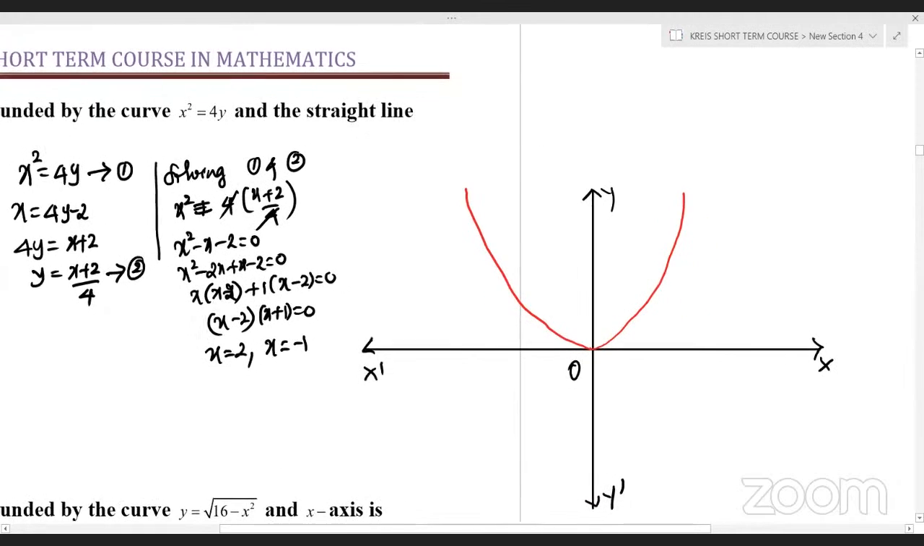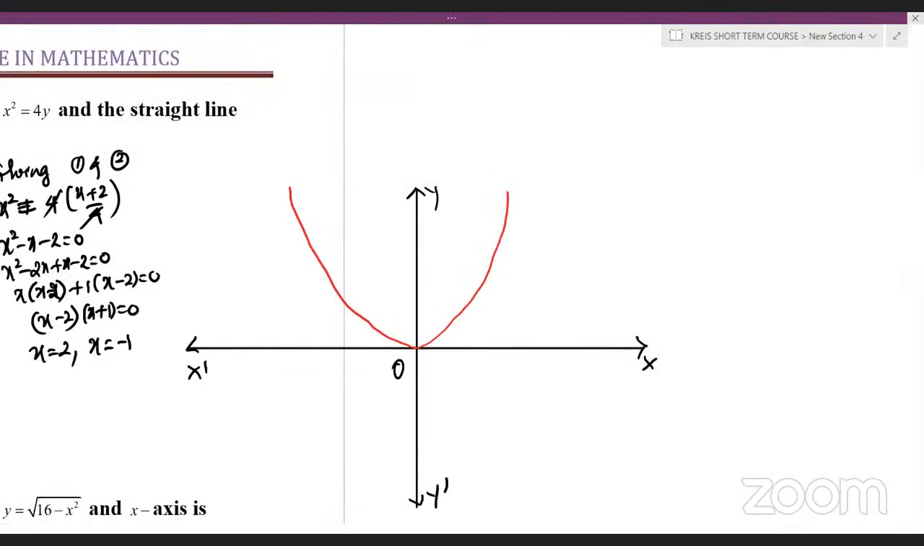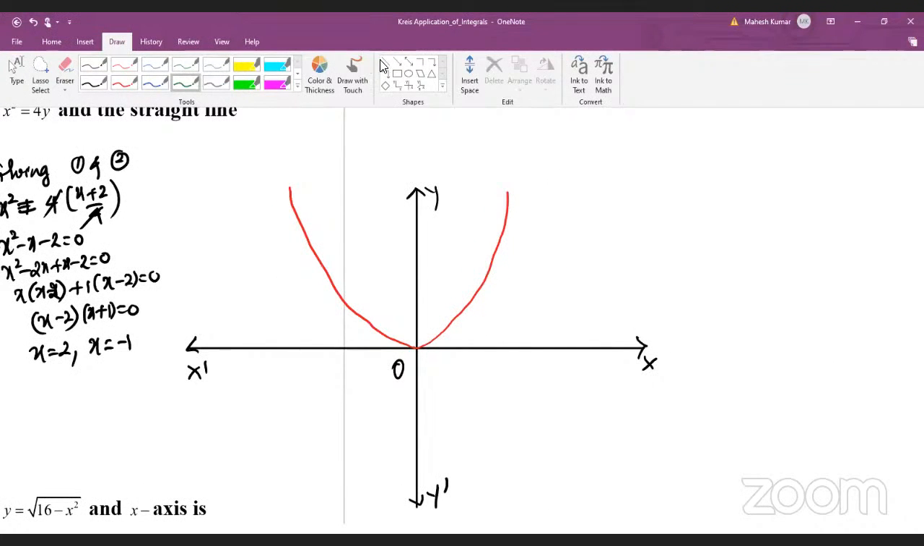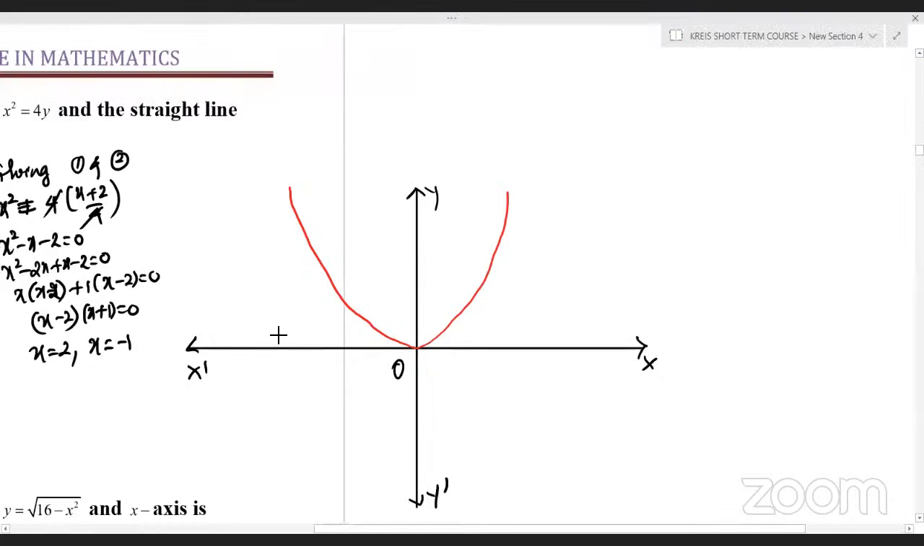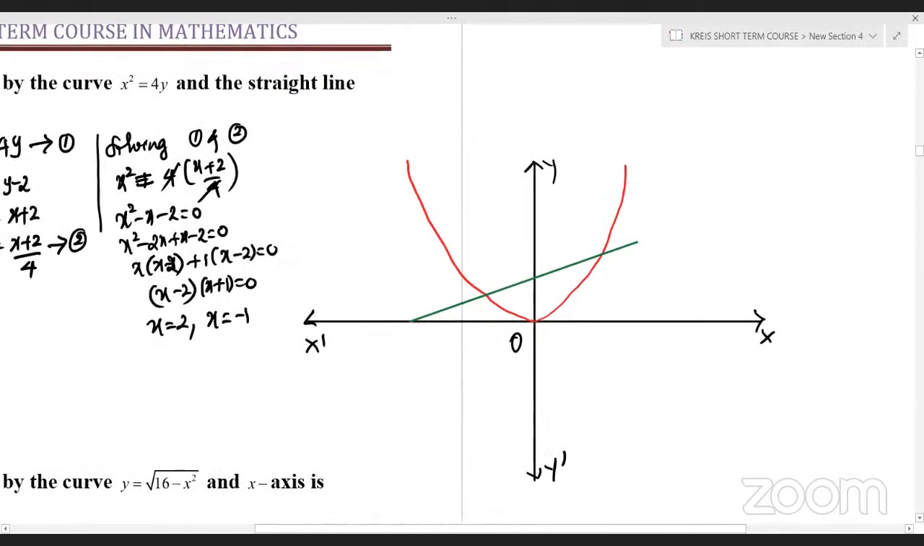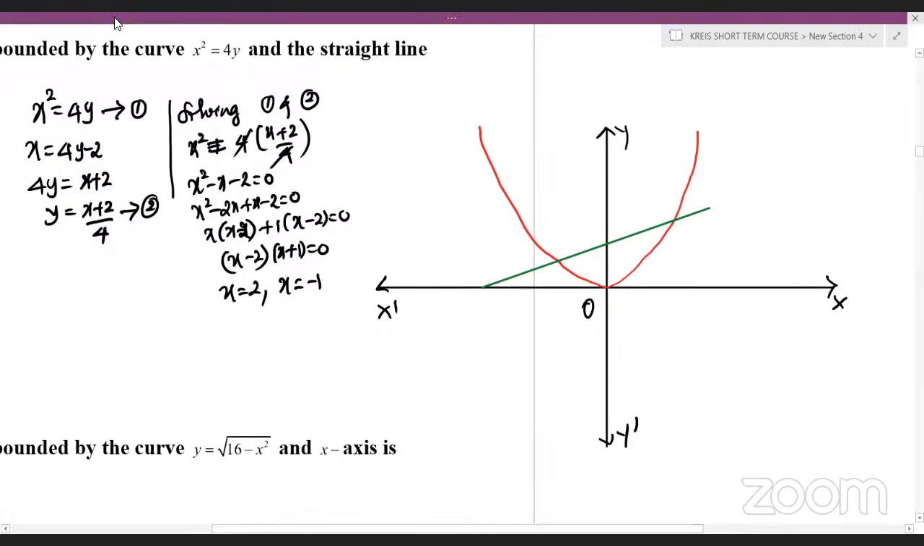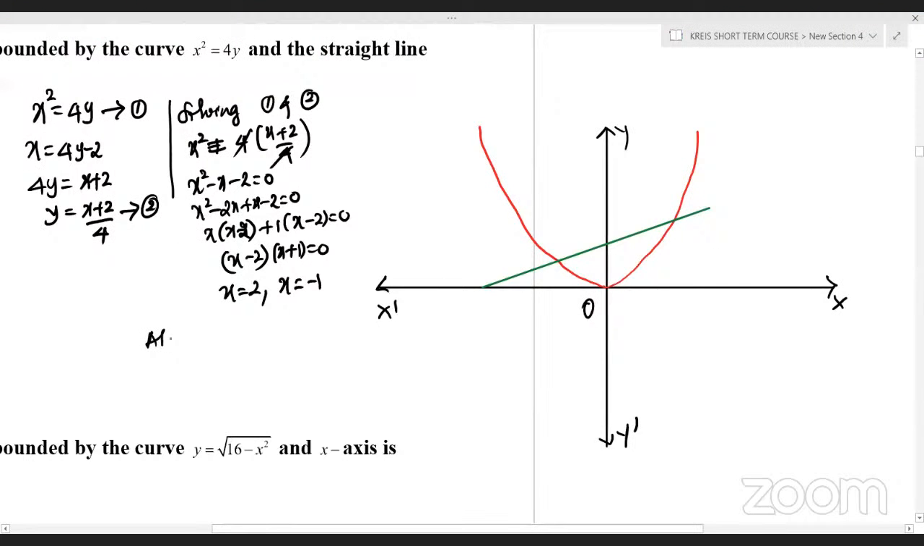Then x is equal to 4y minus 2 is a straight line. You know that both the curves are cutting each other at two different points that we have found out, right? So the line may be like this. At x is equal to 2, y becomes 1. And at x is equal to minus 1, y is 1 by 4. So this point is x is equal to minus 1, and here it is x is equal to 2.